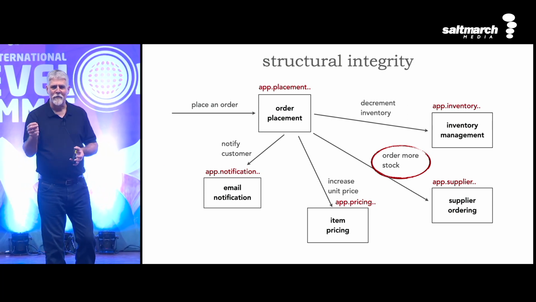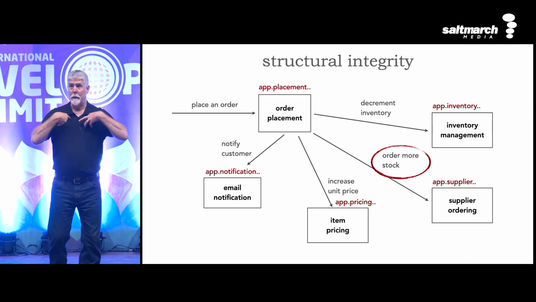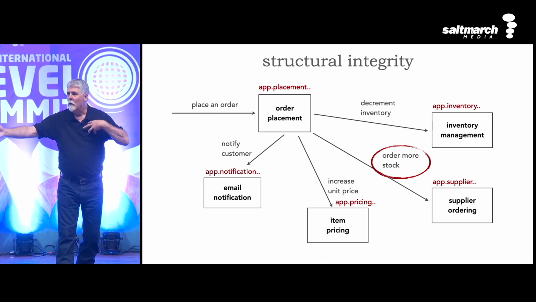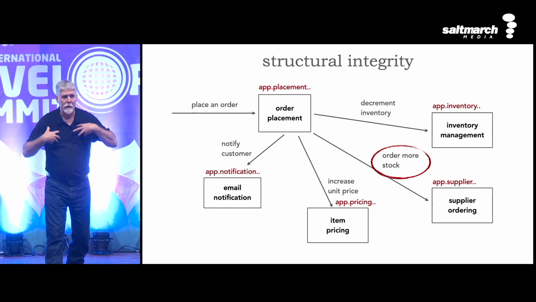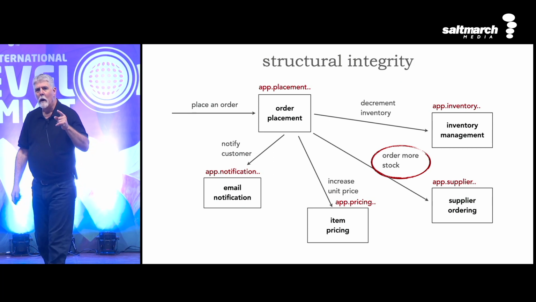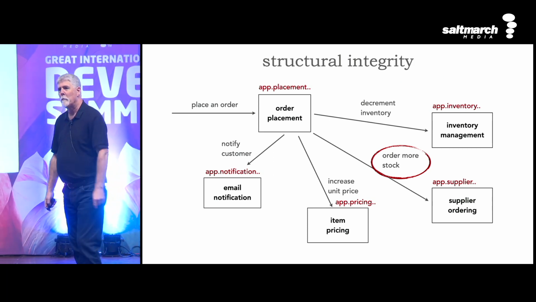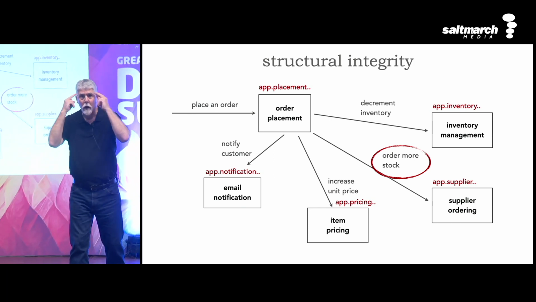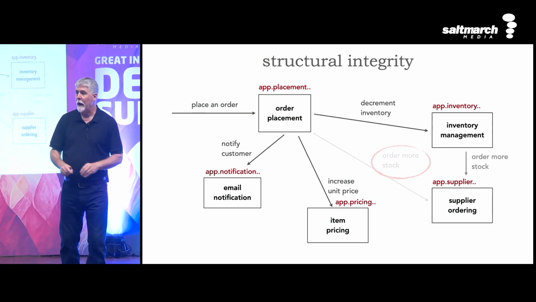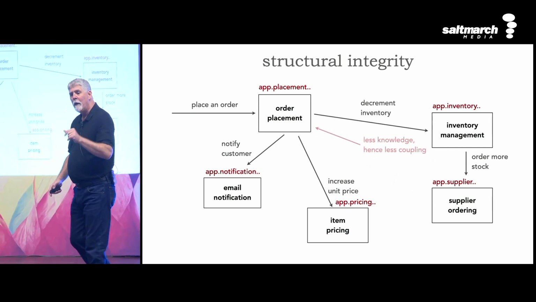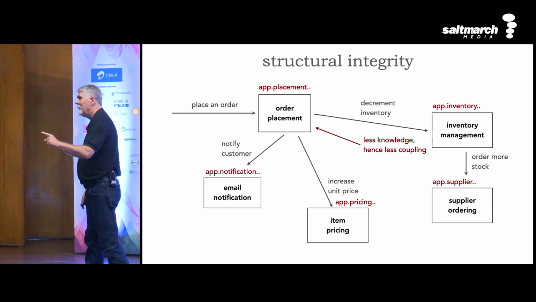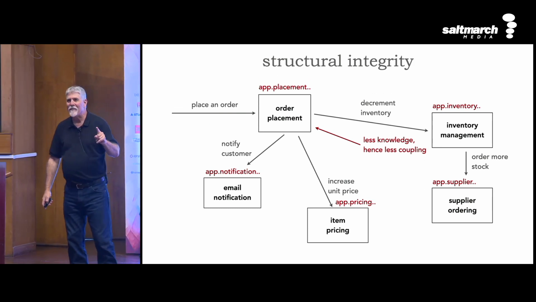Principle of least knowledge. The more I know, I, being order placement, know about the system, the more coupled I am. The least amount I know about the system, the more decoupled I am. No, I shouldn't even know that we have to order more stock. Can I delegate that knowledge to somebody else? Sure, inventory management. Let's push it over there. So I have less knowledge in the system, don't I? I have less coupling, too. Isn't that amazing? That's the law of Demeter.